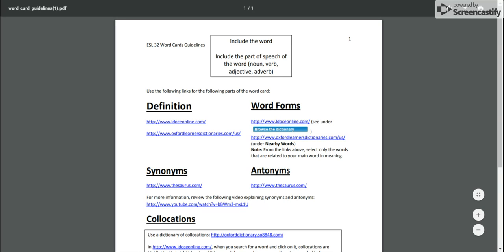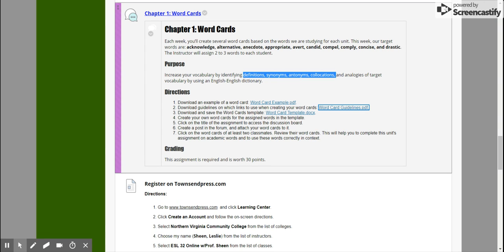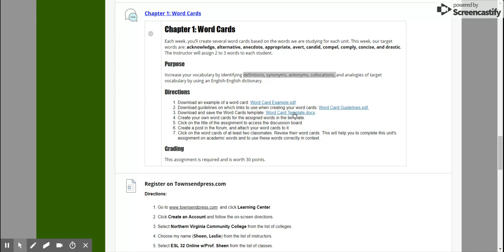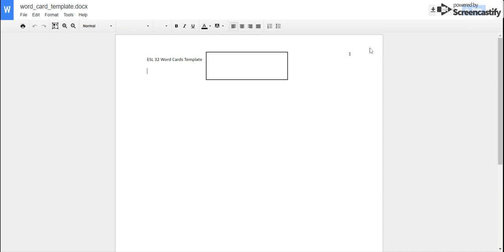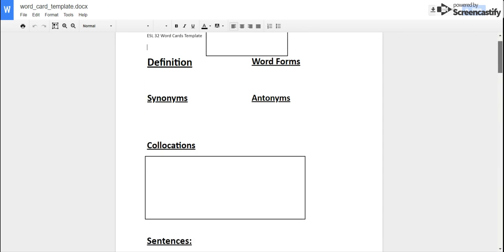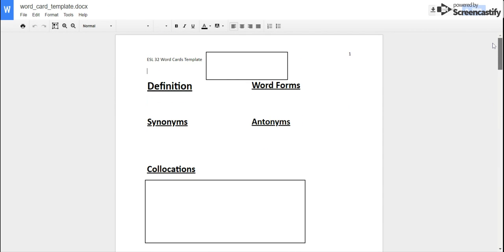Now, the next thing to consider is that there is a template here. What does a template mean? It means it's basically a blank document that you can use. So what you do is when you open that up, you can save it to your computer as a document, and every time you do a word card, you've got the form to fill out. And you're going to do 2.